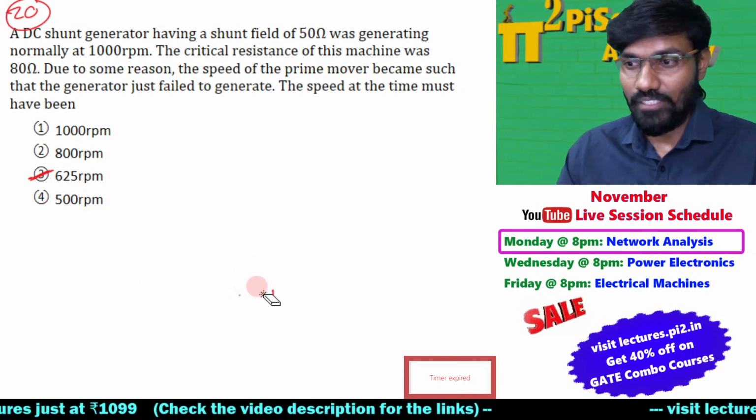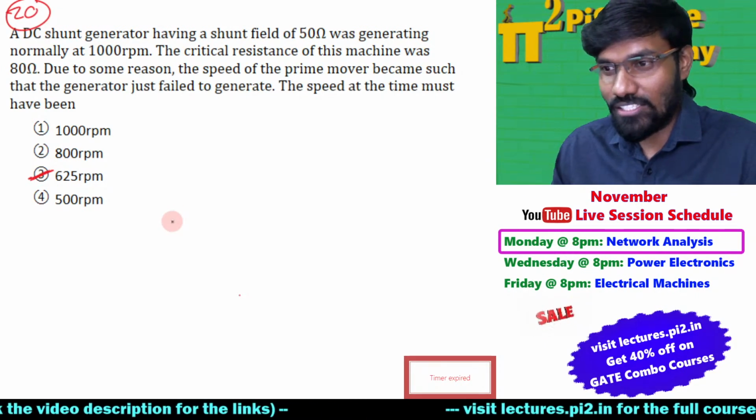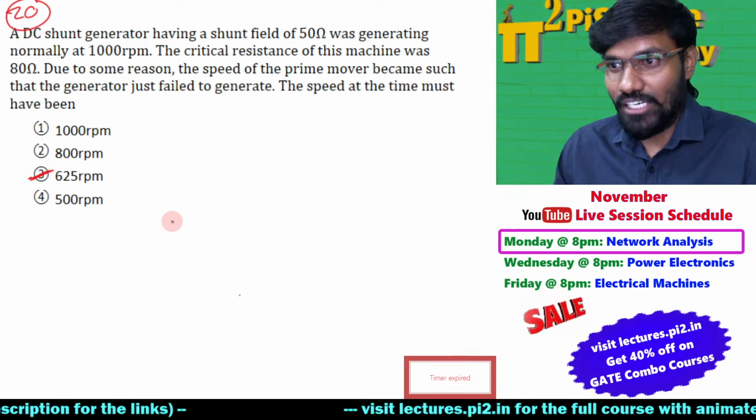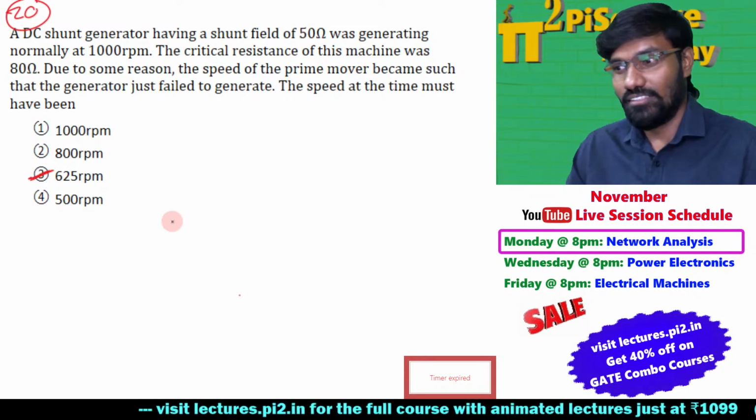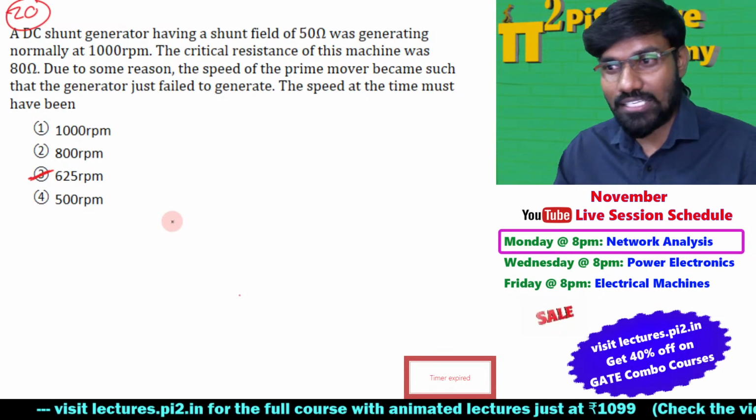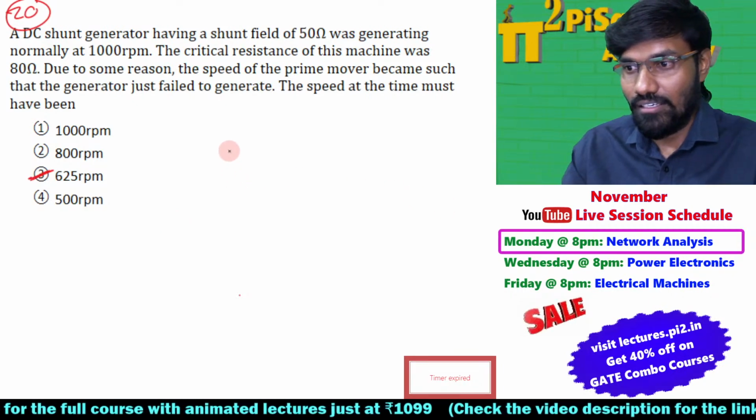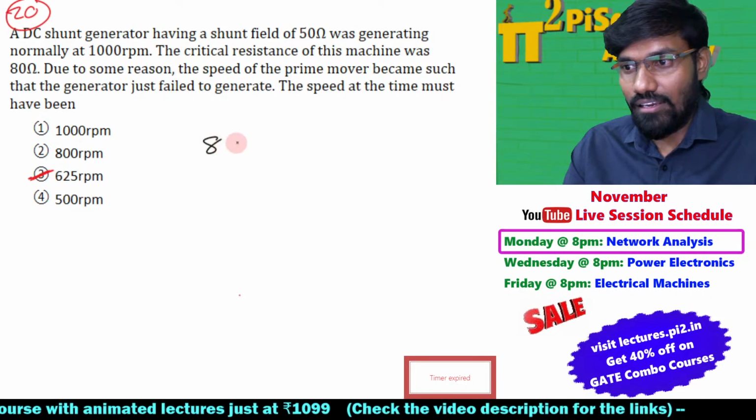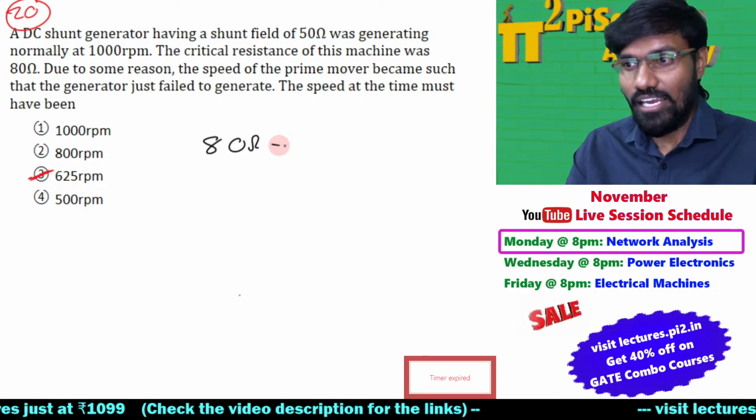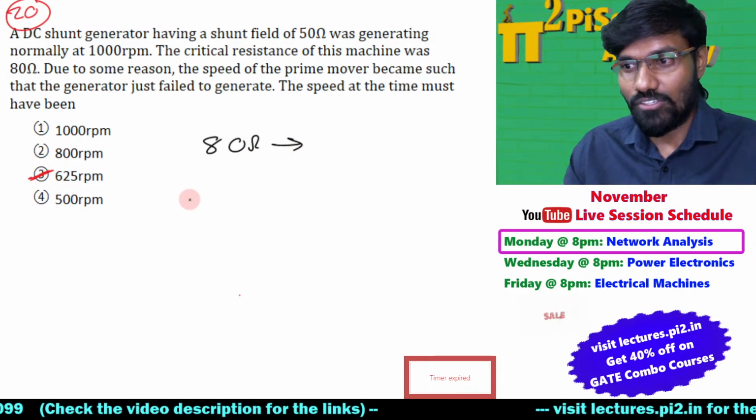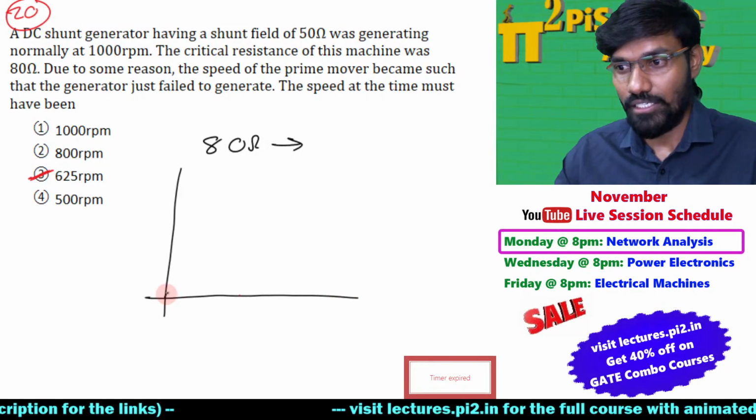Now, coming to the answer. The DC shunt generator is having critical field resistance. Is it inversely proportional to the speed? No. See here, it's not inversely proportional, it's proportional to the speed. Careful, it's proportional to the speed.